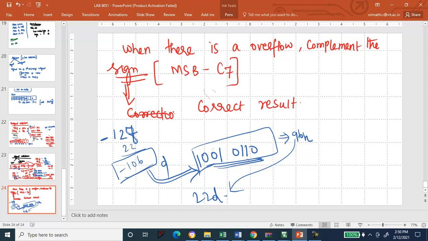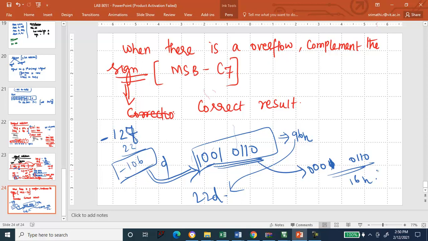So to correct from this 96H to 22 decimal, we need to accompany the program. What program? Check for the overflow flag. If the overflow flag is set to 1, complement this sign and take the result. That will be your correct result. Complementing, this will be 0001 0110, whose equivalent is 1 and 6.